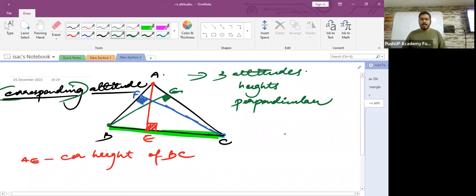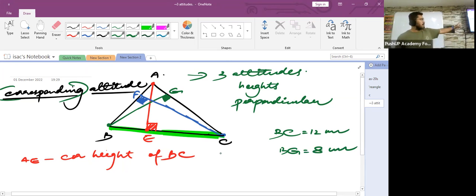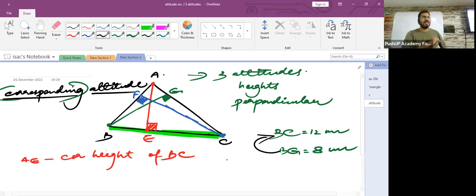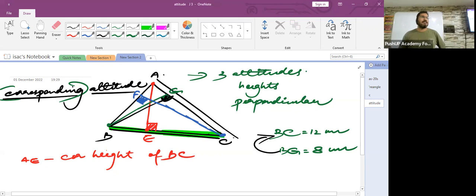Okay, children, if I tell you that the side BC is equal to 12 centimeters and the perpendicular BG is equal to 8 centimeters, now look at the figure and tell me, can this BG be considered as the corresponding height of BC? No. Because where is BC? BC is over here, and BG is over here. BG is the corresponding height of which side? It is the corresponding height of AC and not BC.